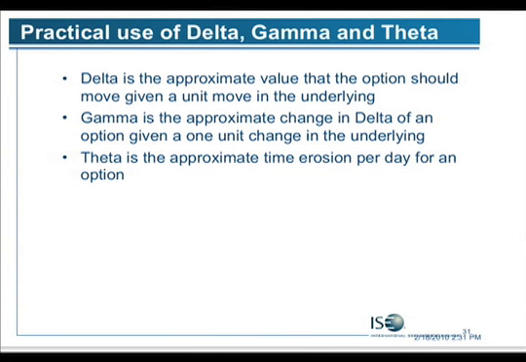There is no best. The in the money option is going to cost more, but it's going to move more like the exchange rate. The out of the money option costs a lot less, but it won't move all that much until it gets closer to the strike price. Gamma is the approximate change in the delta of the option given a 1 unit change in the underlier. And theta is the approximate time erosion per day for the option.